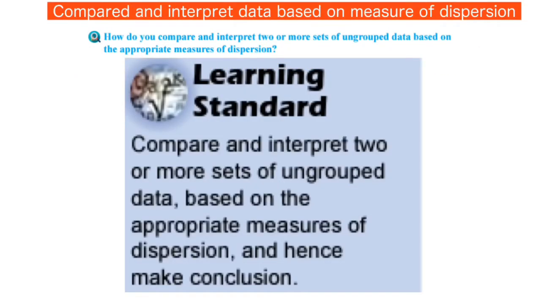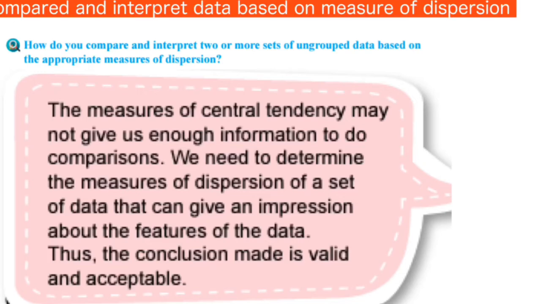All the students, today's learning standard is to compare and interpret two or more sets of ungrouped data based on the appropriate measure of dispersion and hence make a conclusion. The measures of central tendency may not give us enough information to do comparisons. We need to determine the measure of dispersion of a set of data that can give an impression about the features of the data. Thus, the conclusion made is valid and acceptable.